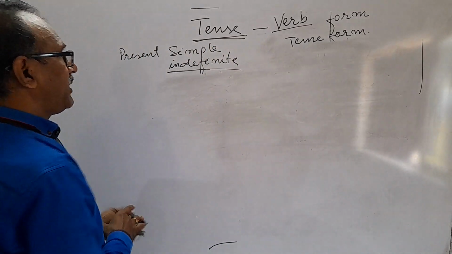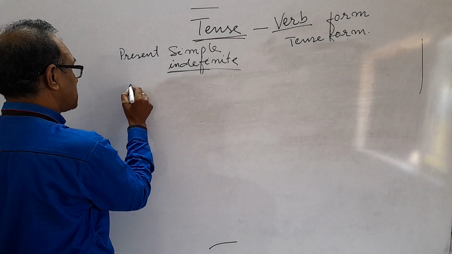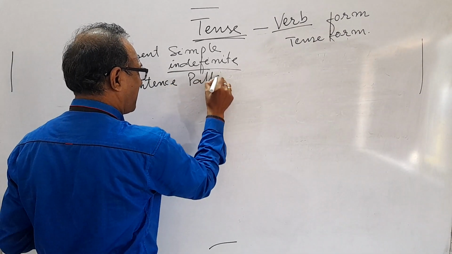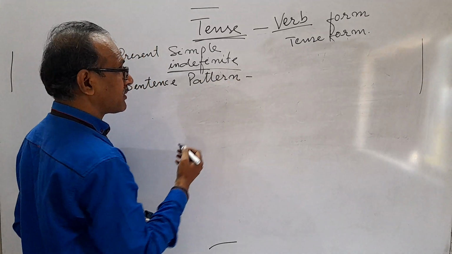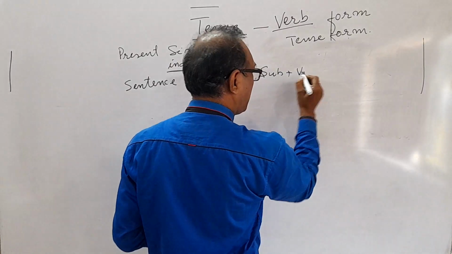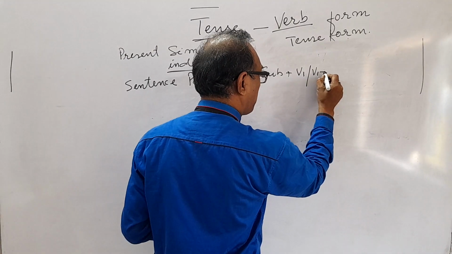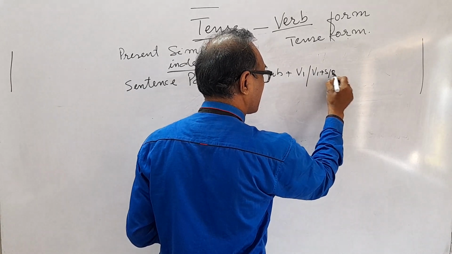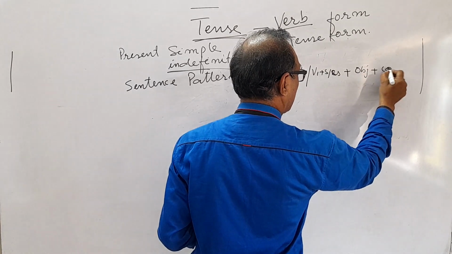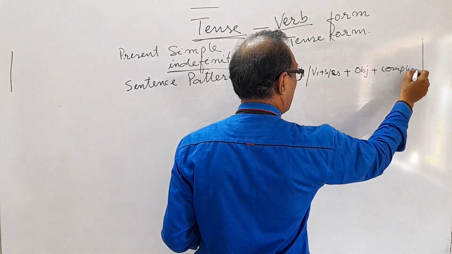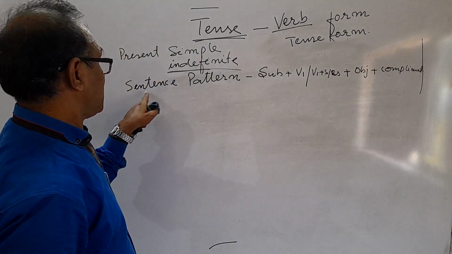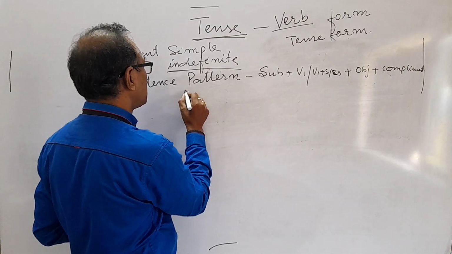Regarding present simple, the sentence pattern is subject plus verb 1 or verb 1 plus S or ES, plus object plus complement. Okay, so this is the structure. This is the sentence pattern or sentence structure.